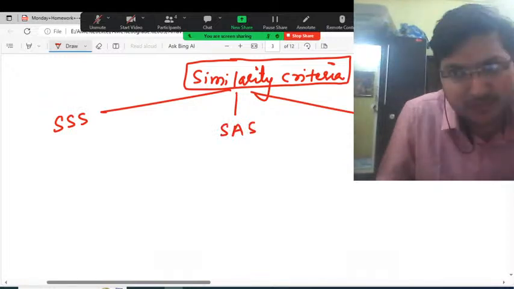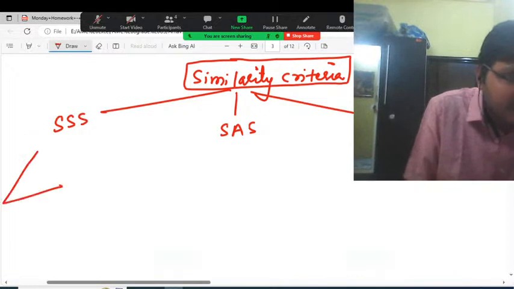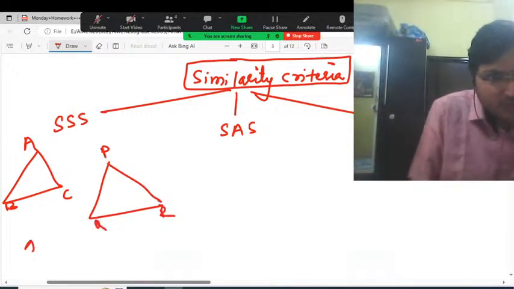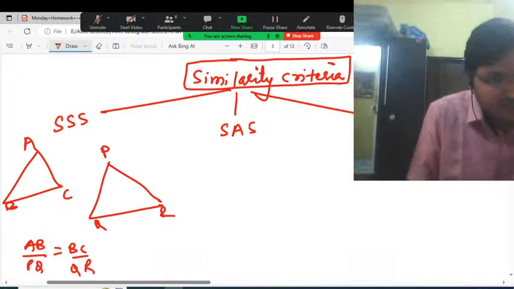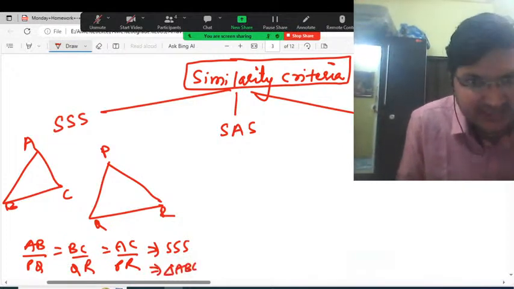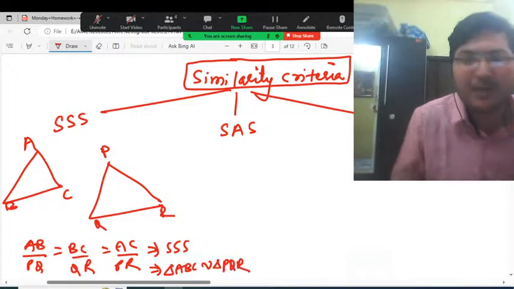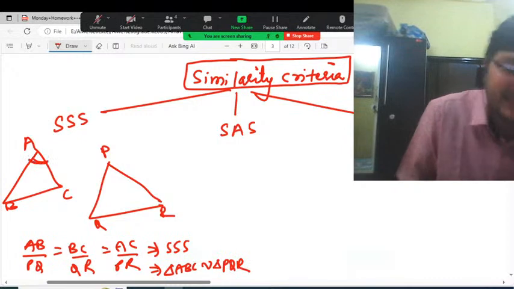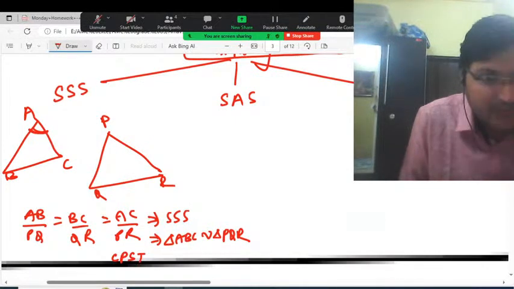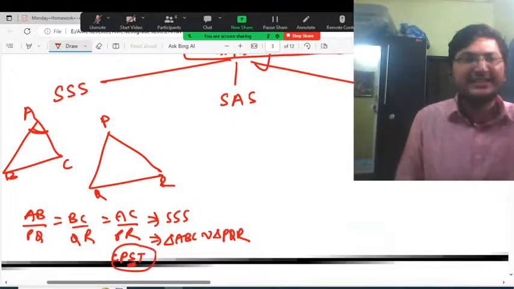I'm going to explain these 3 criteria in much detail now. If you have these 2 triangles with you, and you just prove that AB over PQ is equal to BC over QR is equal to AC over PR, you can say that you have used SSS, and you can conclude that triangle ABC is similar to triangle PQR. And now by CPCT you can say that they are corresponding. CPCT is corresponding parts of congruent triangles. Here we use CPST, corresponding parts of similar triangles. By CPST you can say that.